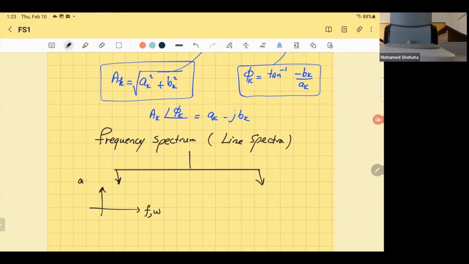What is the amplitude in this case? A_k, that's the amplitude. So you have omega naught, 2 omega naught, 3 omega naught, and then you find A_0, A_1, A_2, and so on. The other part is concerned with the phase. You make a plot between the frequency, f or omega, and on the vertical axis would be phi_k.